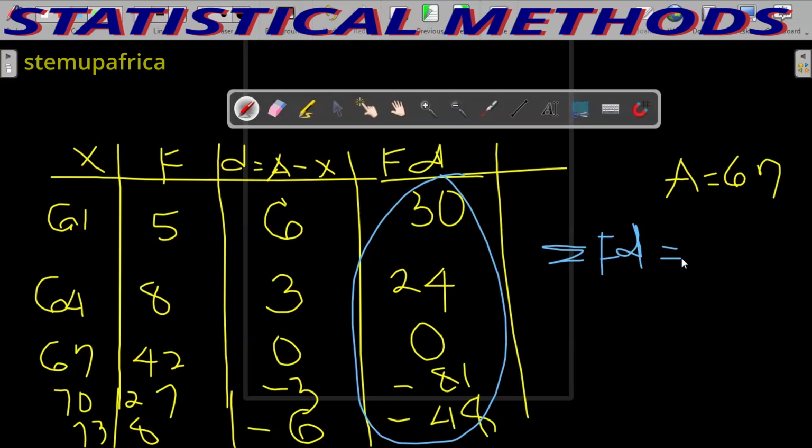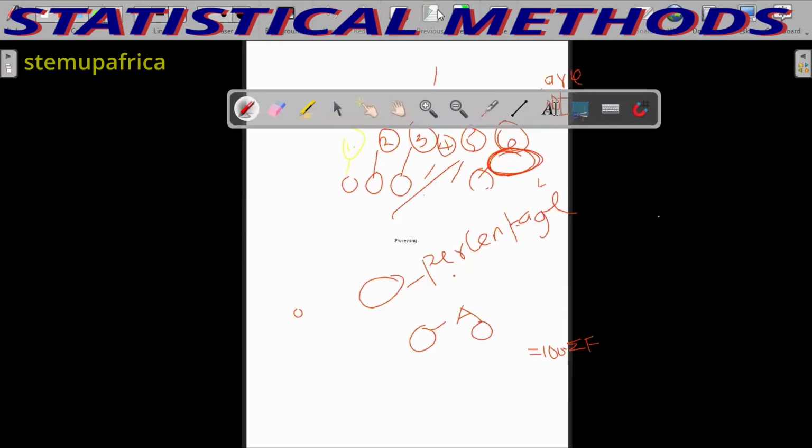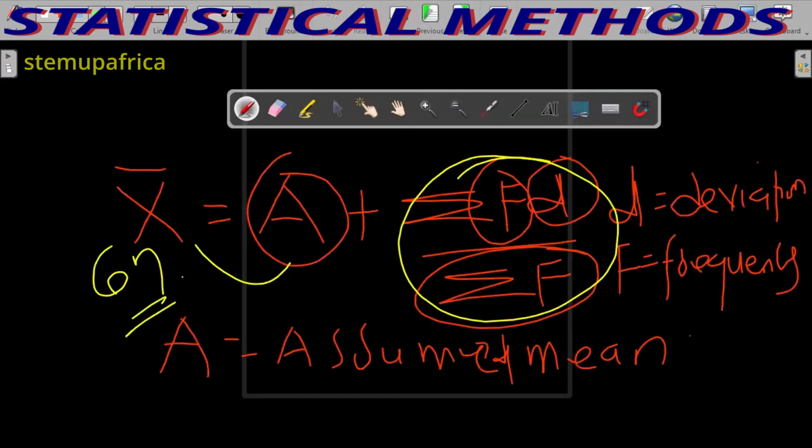That will give us minus 75. Then summation F, total frequency, is 100. Or you can still add everything here together, and it will give you 100. So now that I've got this, we can calculate the mean now.